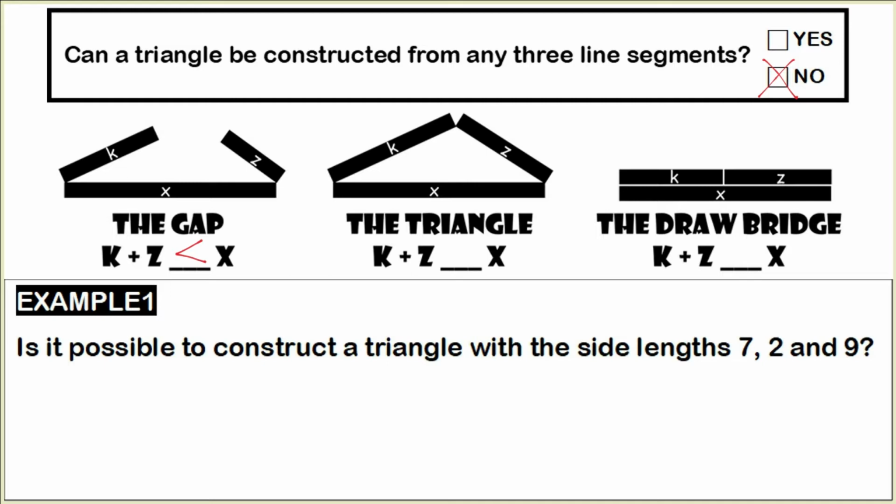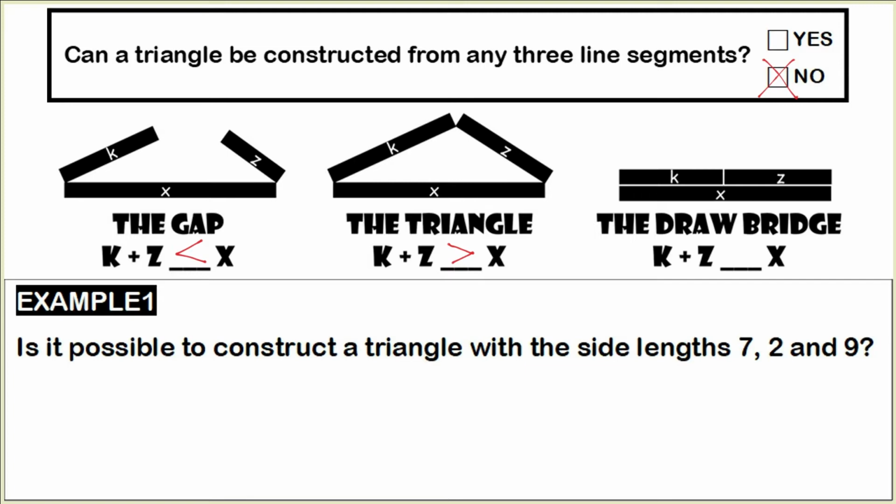The next scenario is when you actually can form a triangle. As you can see, our longest side is x, and k plus z can't fit flat on top of x because they're too long. So the sum of sides k plus z is greater than side x, and that forms a triangle.